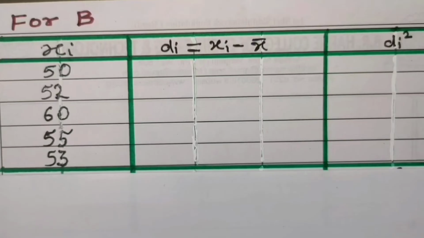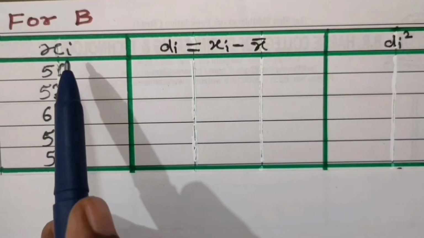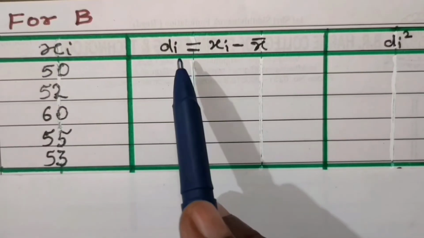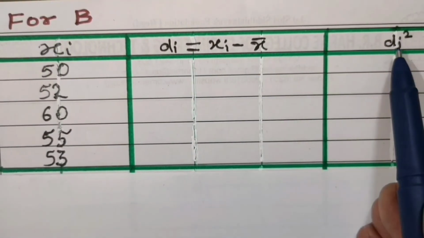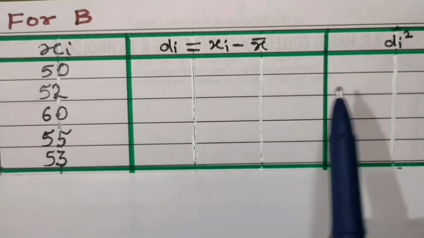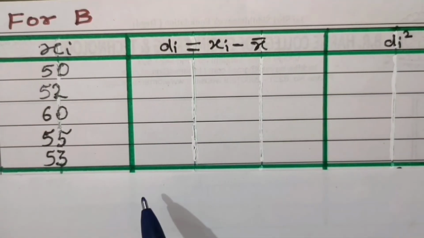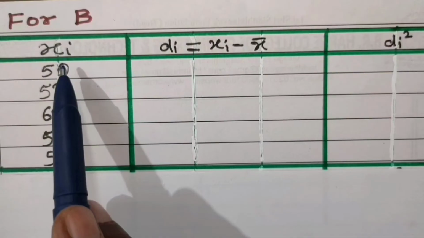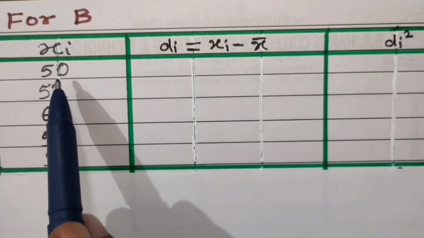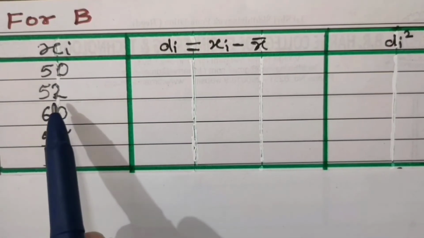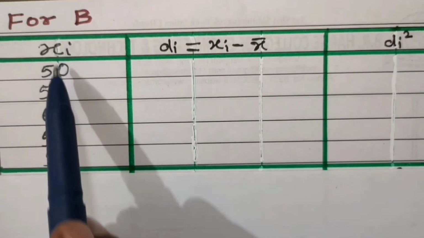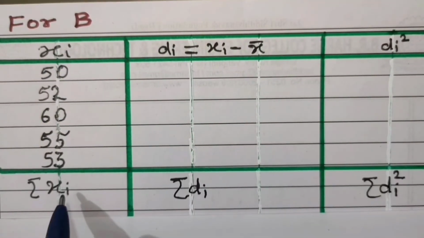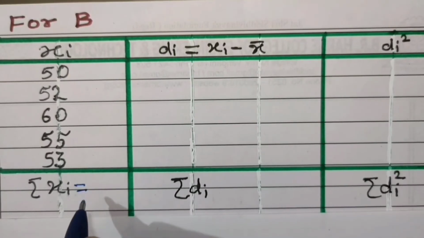Now let us calculate coefficient of variation for group B. Here first column of xi, second column di which is equal to xi minus x bar, and third column di square. Okay, square of each element from this column. Values of xi which is already given in statement of the question, that is 50, 52, 60, 55 and 53. Let us find sum of all these values. In summation xi is equal to 270.